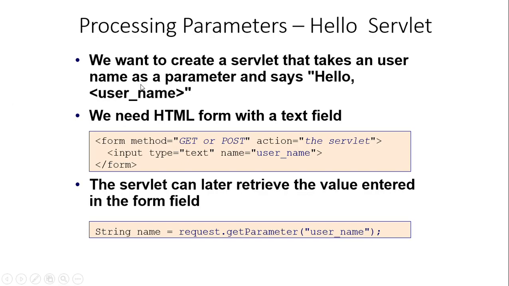So how can we create our servlet? Let's see. It takes a username as a parameter and says hello, so it takes the username as an input and produces hello as an output. We need an HTML form with a text field. This is a text field, and we need an HTML form, as we have already discussed the HTML form. We even did this part in our lab also. Fine. So I hope you people are getting this.